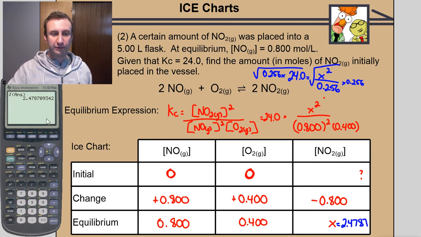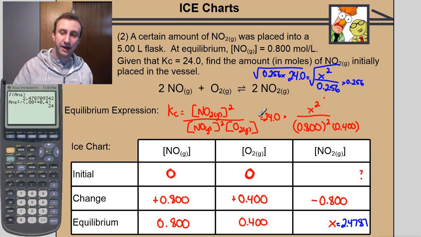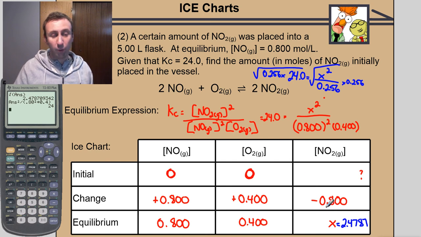Okay, what I like doing at this point is actually taking that and squaring it and dividing it by 0.80 squared. Then I'm going to multiply that by 0.4, put all of that in brackets, which I should have done to begin with here, but I did not. And just make sure that that's coming out to 24, which it does. So I know that this value is good because it came out to the Kc value that I already knew. Well, I'm not done yet.